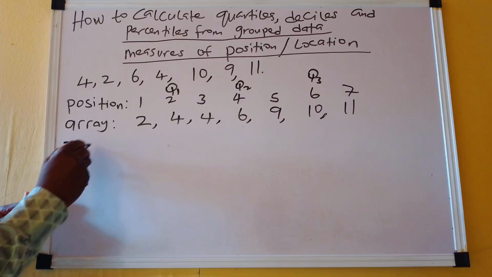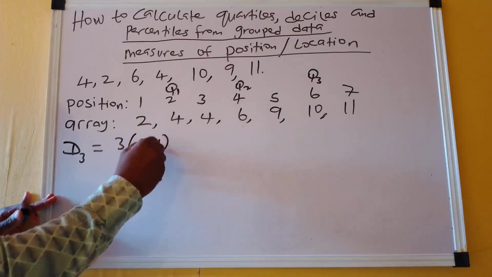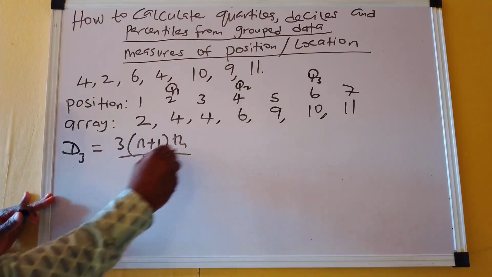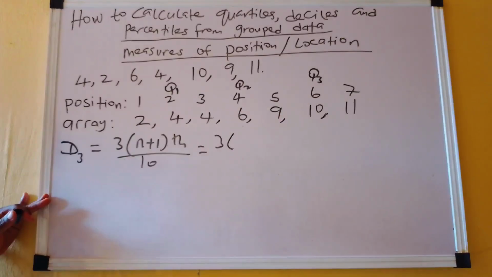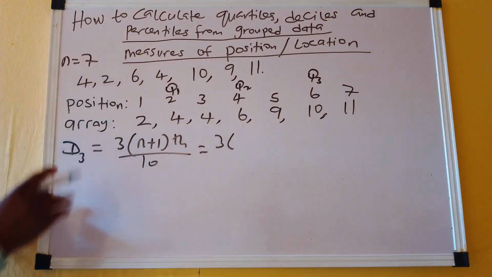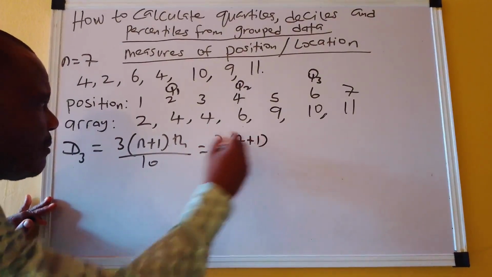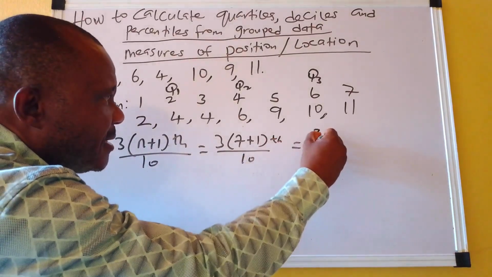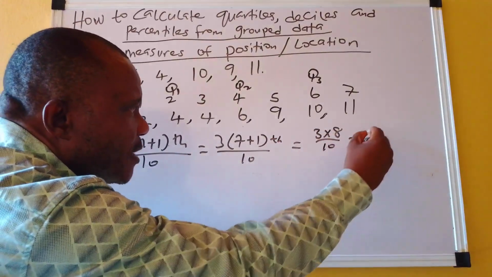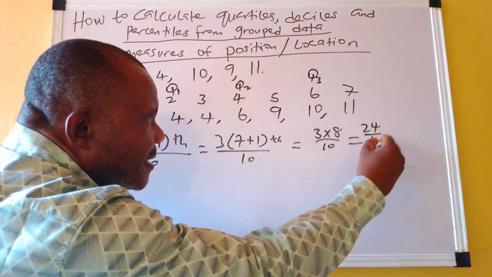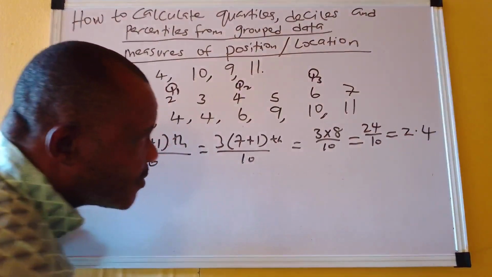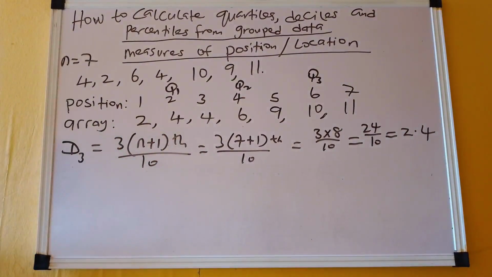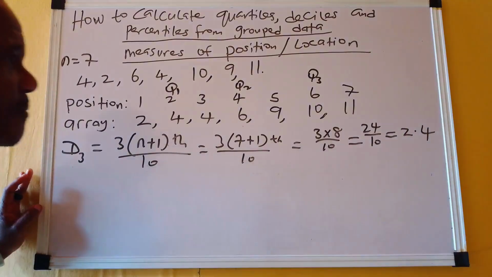Now the third decile D3, this will be 3 into n plus 1 position all over 10. So this will be 3 into, again, n is 7. The number of observations is 7. It will be 7 plus 1, all over 10. The item in that position will be 3 times 8 all over 10, that is equal to 24 over 10, is equal to 2.4. This one is becoming very interesting now. Now, how do you get the exact value for this D3? You can see now by position is 2.4.